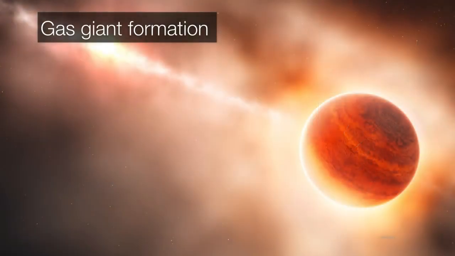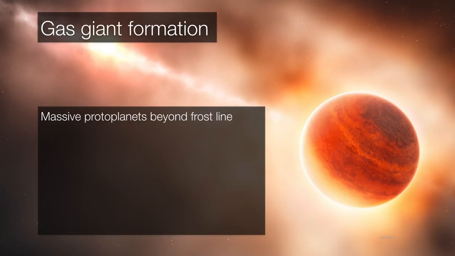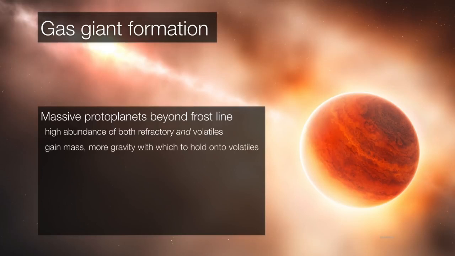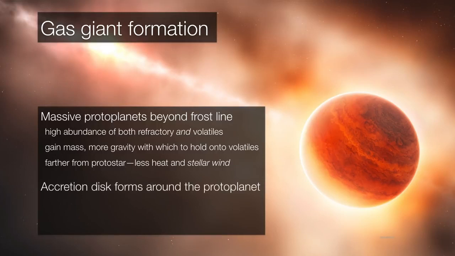So returning our attention to the gas giants, remember, they too are forming out of little disks within the disk. Remember, they're going to form well beyond the frost line, where there is a high abundance of both refractory elements and volatiles, so they have everything. They gain mass by just colliding with additional planetesimals, and because they have more mass, because they're now proper protoplanets in their own right, they're able to accrete these volatiles. Remember, they're farther from the protostar, so there's less heat, there's less stellar wind, and there's a greater abundance of these volatiles to begin with. So an accretion disk forms around the protoplanet. It's like a disk within a disk, and even moons can evolve from inside the protoplanet's own accretion disk.